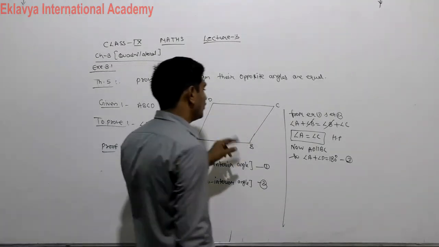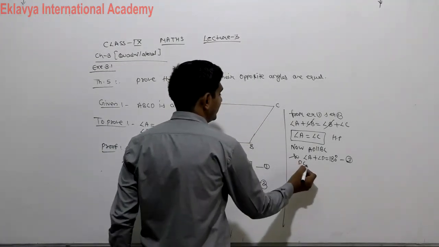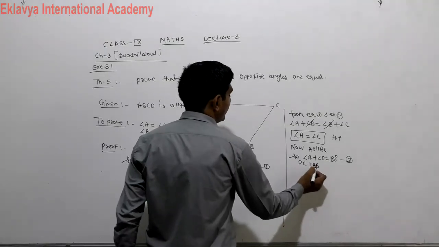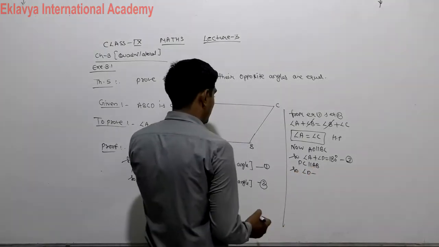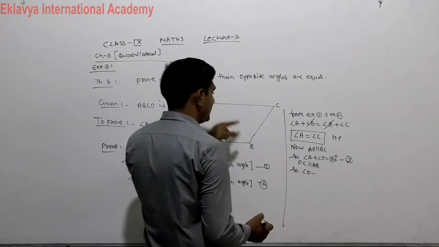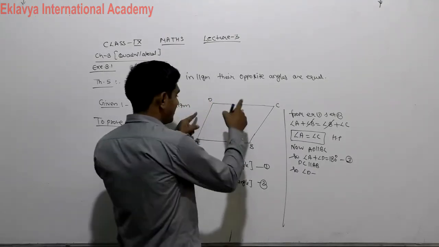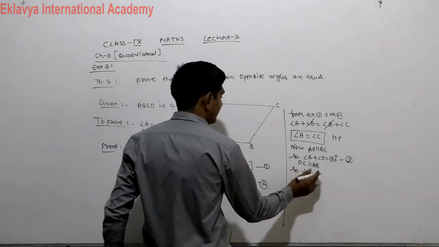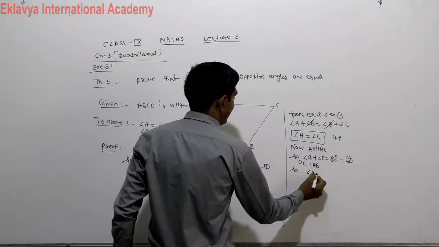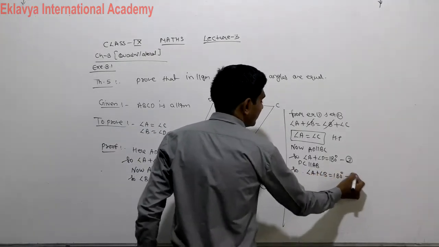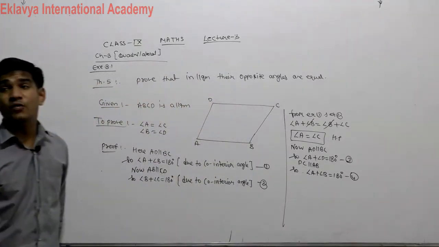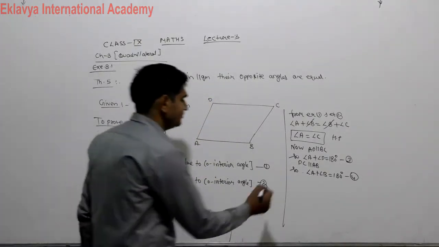Next, DC is also parallel to AB. DC is parallel to AB. So angle D... now what did you have to prove? B is equal to D. So DC is parallel to this. So what will the result be? Angle A plus angle B is equal to 180 degrees, equation 4, due to the sum of two co-interior angles.